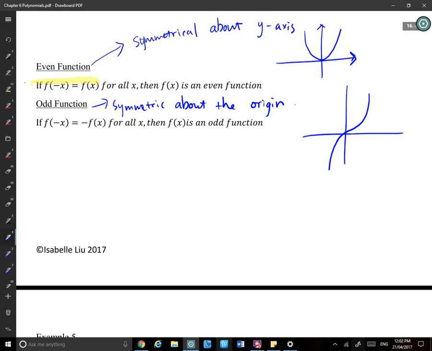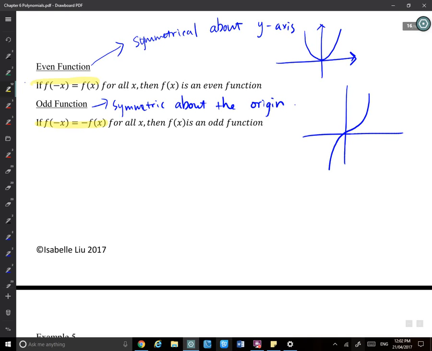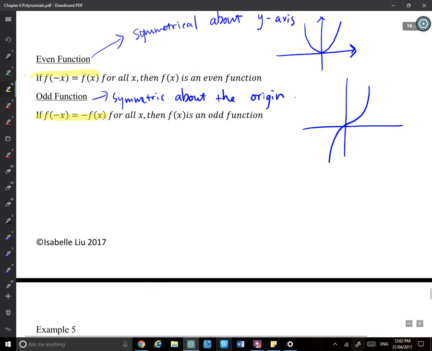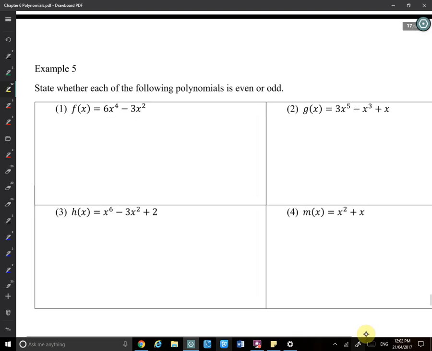So again, if you don't know the graph, how will you know that? If you substitute a negative value, the value you achieve is the same as the negative of the value substituted as a positive. Okay, it equals the negative of the positive value. I'll show you the example of how to do this. Those are the two formulas and the two types of graph you have for odd and even functions. Okay, let's think about this. State whether the following polynomials are even or odd.